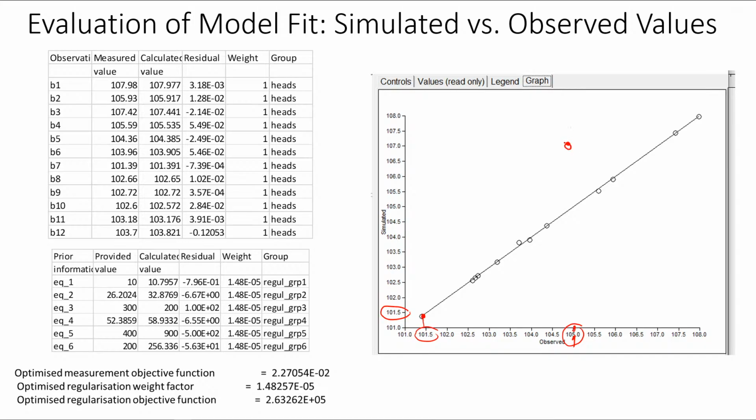So this means that I have a big residual here. I'm observing 105 and I'm simulating like 107, so that would be a big residual. But in that case, you see they all fall beautifully on this one-to-one line, which indicates the accuracy of your model. This is the measured value, this is the calculated value, and this is the residual.